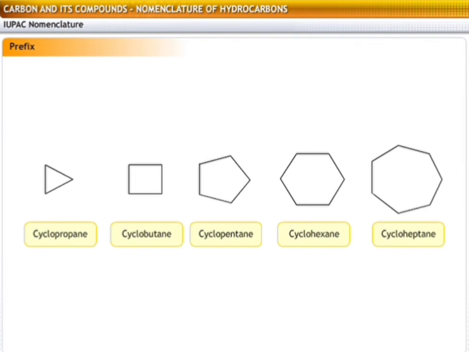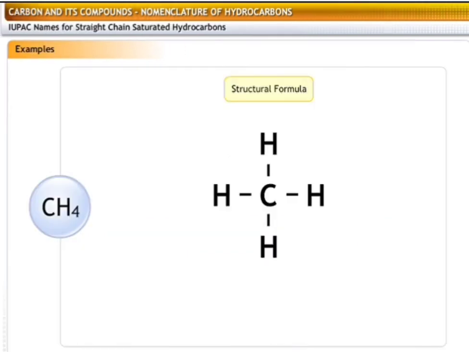The parts of the name that precede the root word are called prefixes. For example, in the compound cyclobutane, cyclo is the prefix that indicates the alicyclic nature of the compounds. If the compound is not alicyclic, the prefix is absent. Let's look at some examples of IUPAC nomenclature for straight-chain saturated hydrocarbons.